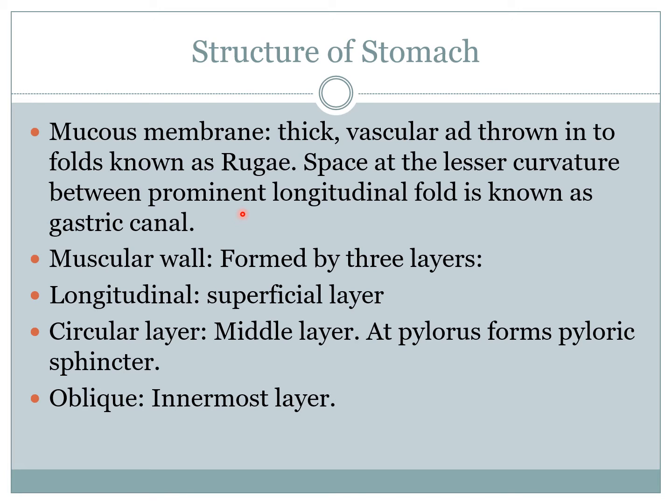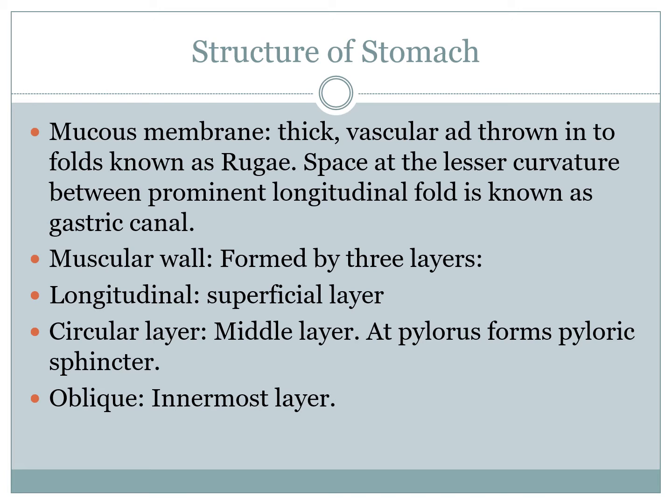The second is the muscular wall, formed by 3 layers: longitudinal, circular and oblique. The longitudinal is the superficial layer, the circular is the middle layer, which at the pylorus forms the pyloric sphincter, and the oblique is the innermost layer. The gastric rugae and gastric pits are typical features of the stomach. The stomach wall is divided into the serous coat, muscular coat and the adventitia.